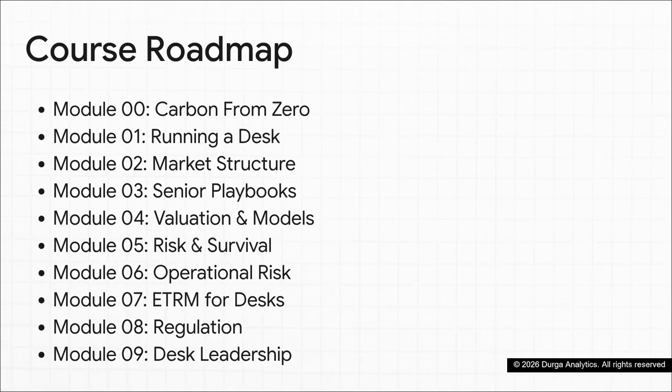We started with the foundational primer annex, which is chapters 0.1 through 0.14 of Module 0, and that sits before the main count. Then we moved through modules 1 to 9, covering everything from running a desk and market structure through senior trading playbooks, valuation, risk and credit, execution, ETRM systems, regulation, all the way up to desk leadership. Today, we're officially wrapping up Module 1, Chapter 10. This is our capstone on desk accountability before we dive into market structure.